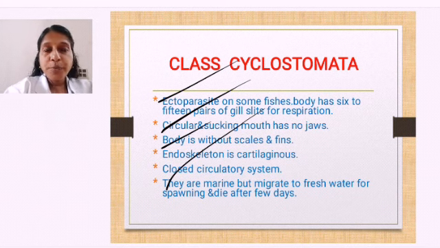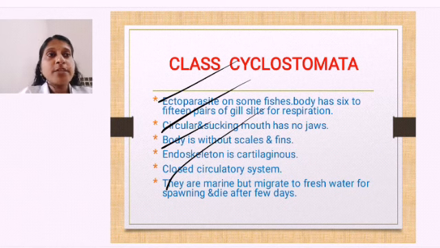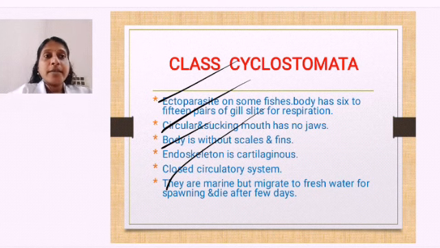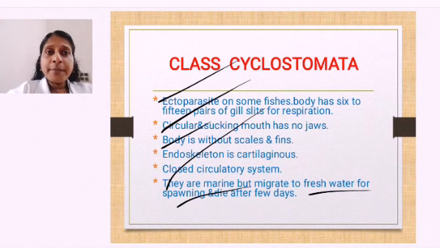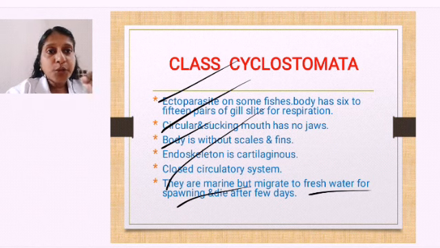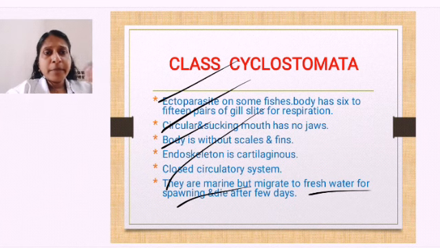We have discussed, what do you mean by closed circulatory system? Blood vessels and all will be present, right? So, blood vessels like arteries, veins, capillaries are present. They are marine but migrate to fresh water for spawning. What do you mean by migrating to fresh water? Mostly they live in salt water, but for laying eggs, they migrate to the freshwater region, and after that, they cannot live for long, they die. After laying the eggs, they die.